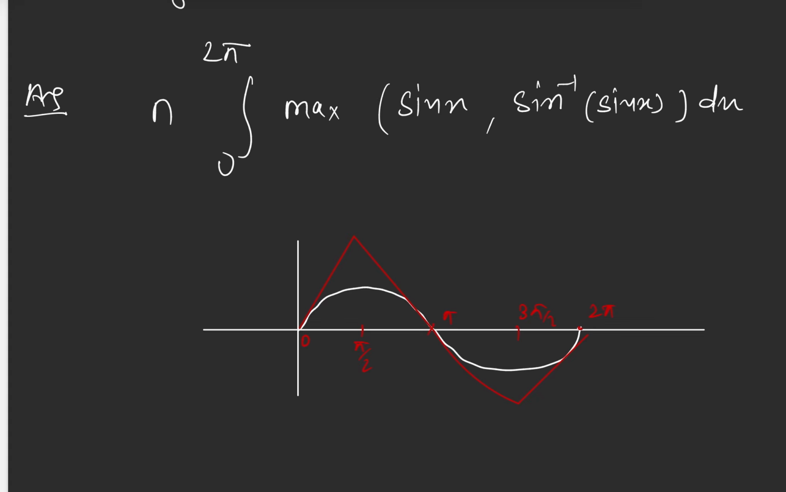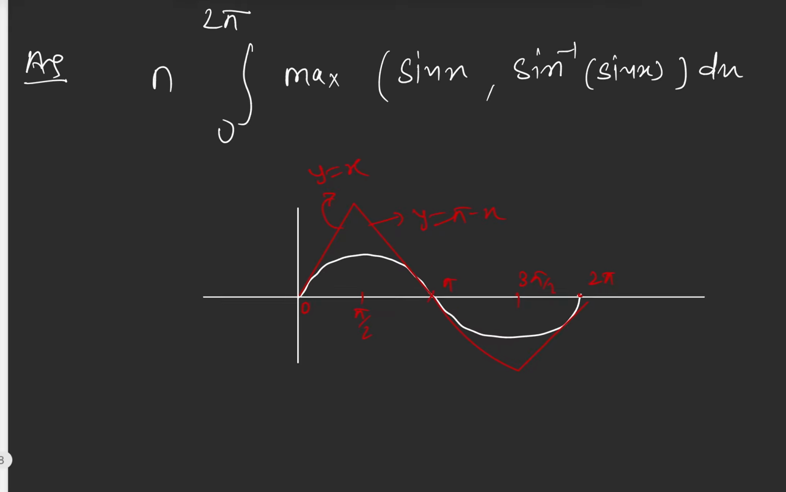So if we see from 0 to pi by 2, sin inverse sin x is bigger. Pi by 2 to pi also sin inverse sin x is bigger. When we see pi to 3 pi by 2, actually sin x is coming maximum. Okay, from pi to 2 pi, sin x is coming maximum. From 0 to pi, sin inverse sin x is coming maximum. Okay, so we'll solve like this. This line is actually what? If you remember, this is y equal to x, and this is y equals pi minus x in sin inverse sin x.